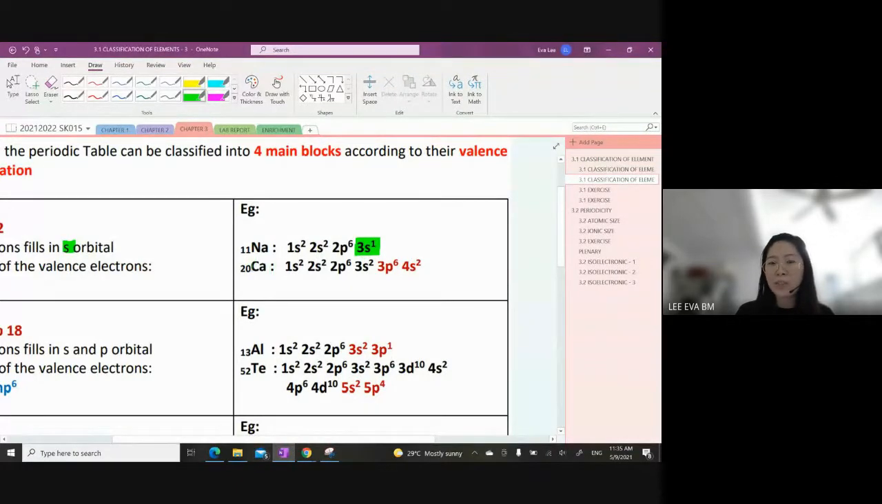For calcium, proton number 20: 1s2, 2s2, 2p6, 3s2, 3p6, and 4s2. So yang ini salah highlight. You only highlight the 4s. That means the last electron, the 20th, enters your S subshell. Subshell and orbital have the same meaning in this case. 4s orbital, or 4s subshell.